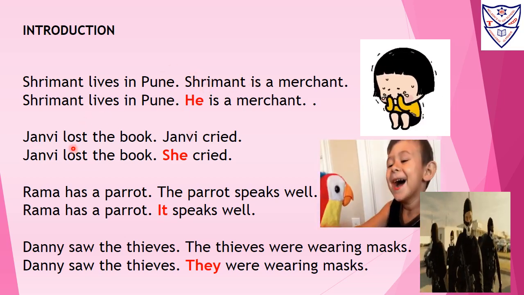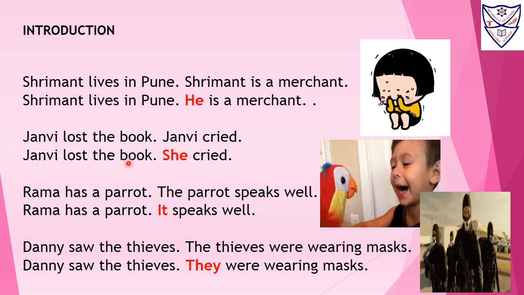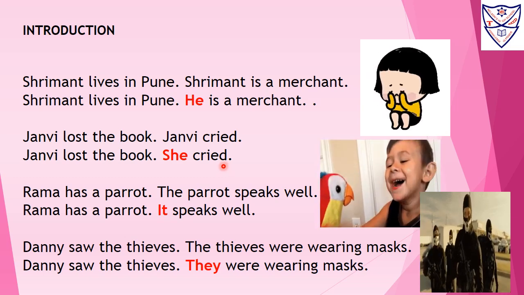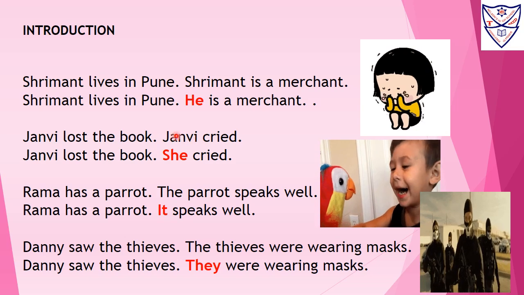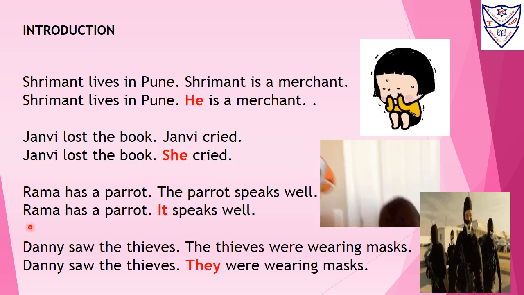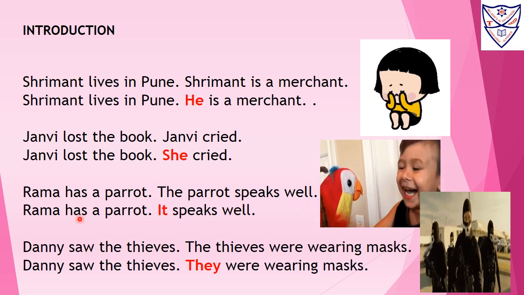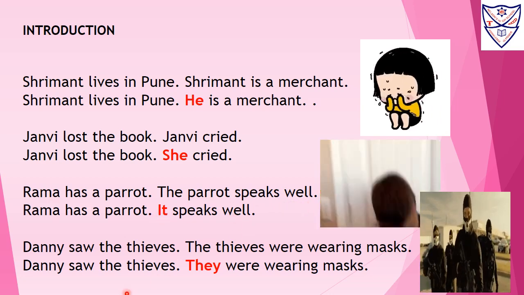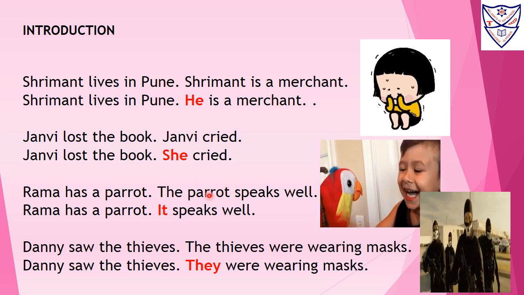Janvi lost the book. Janvi cried. Janvi lost the book. She cried. So for which noun is she used? She is used for Janvi. Instead of Janvi we used she. Ram has a parrot. The parrot speaks well. Ram has a parrot. It speaks well. So for which noun is it used? It is used for parrot.